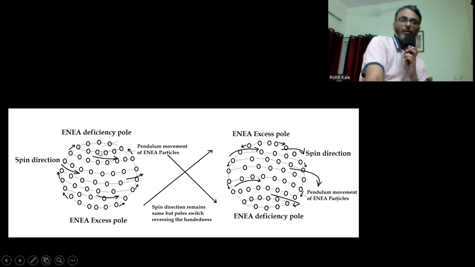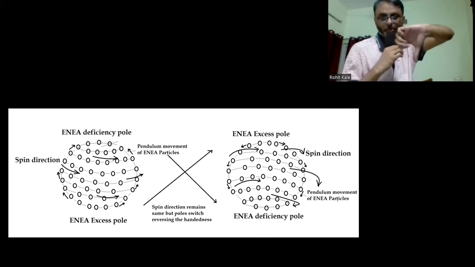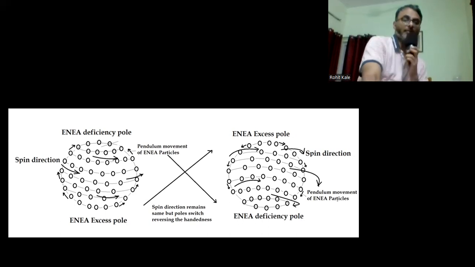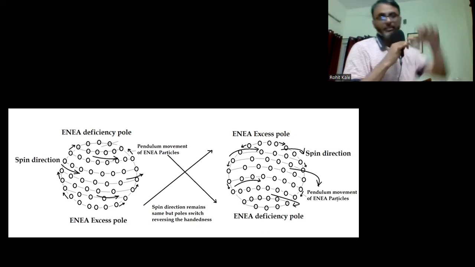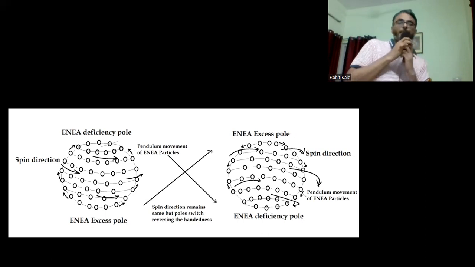Soon what happens is that this will become the ENA excess pole and this will become the ENA deficient pole. So the direction of the lattice is the same, but the handedness has changed, because the ENA deficient pole is now down. So the thumb has to be pointed down. Now this becomes a left-handed particle rather than a right-handed particle. So here this was a right-handed particle, but here this is a left-handed particle.